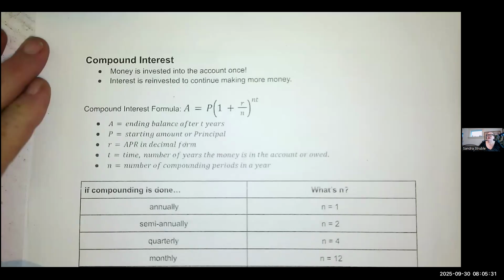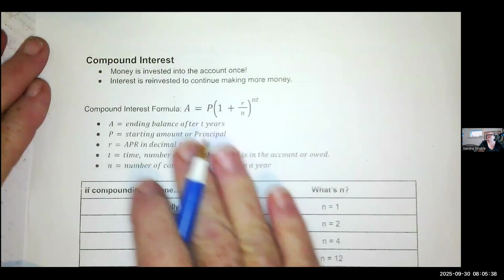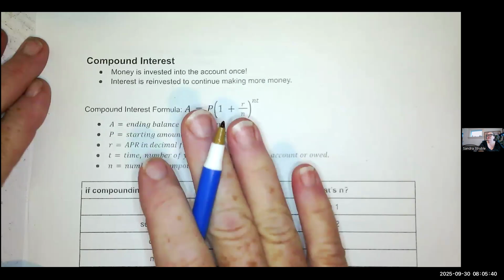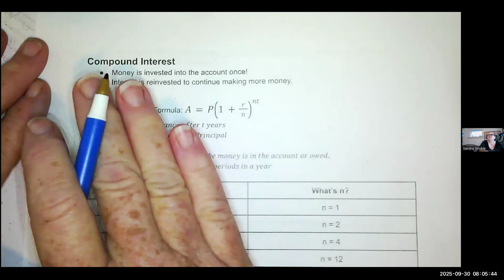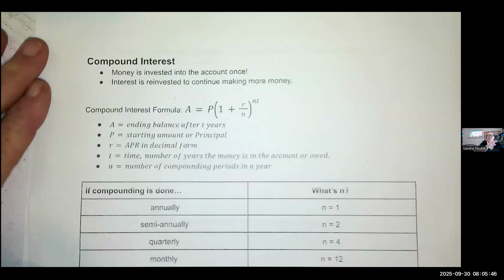Hey, yeah, let's cover compound interest. So we've already covered simple interest, and a lot of the letters and the references are the same. Compound interest is when you have money invested into an account only once, just like simple interest, but simple interest will say the words simple interest.